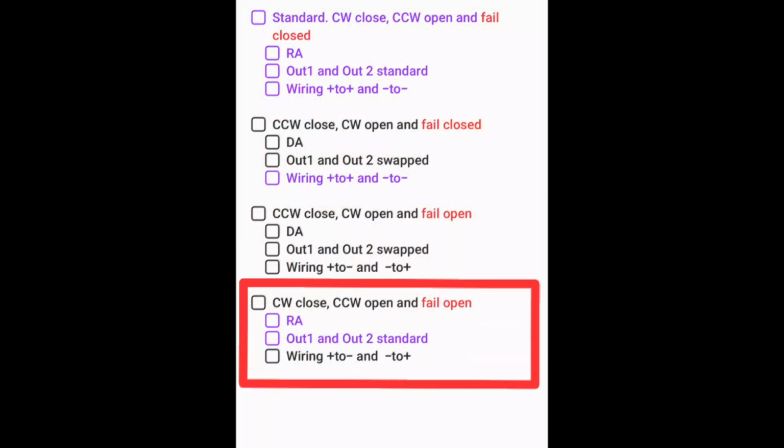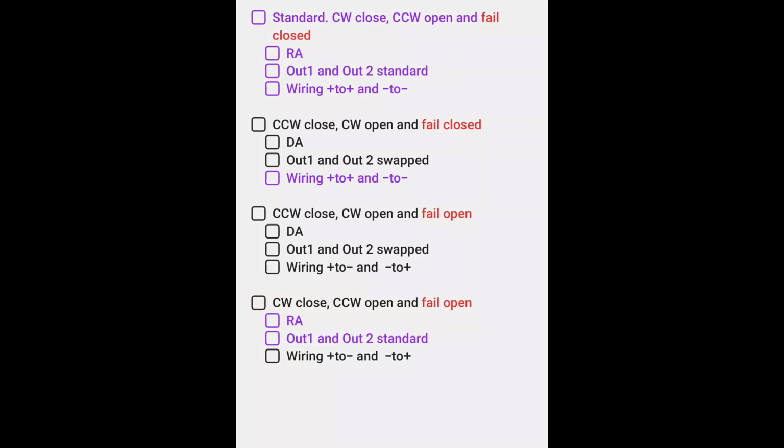In our fourth and final setup, we still wanted to fail in the open position, but our valve is moving in the opposite direction, so counterclockwise is open and clockwise is closed.